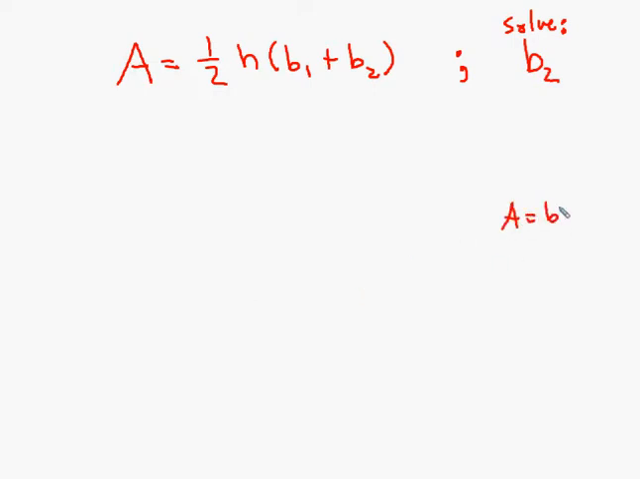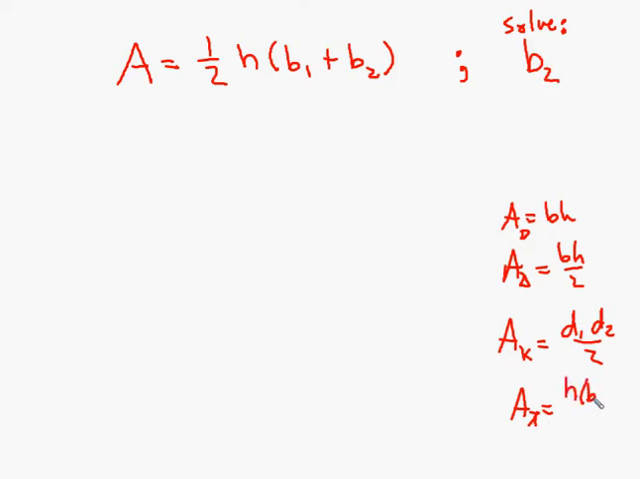So A equals BH for a box. A equals BH over 2 for a triangle. A equals D1 D2 divided by 2 for a kite. Area of a trapezoid is this one. I like writing that H times B1 plus B2 all over 2. You don't need to write all those down. Just understand you are expected to know them. Area of a circle, pi r squared. So your book's not going to teach you those, is what I'm getting at there.